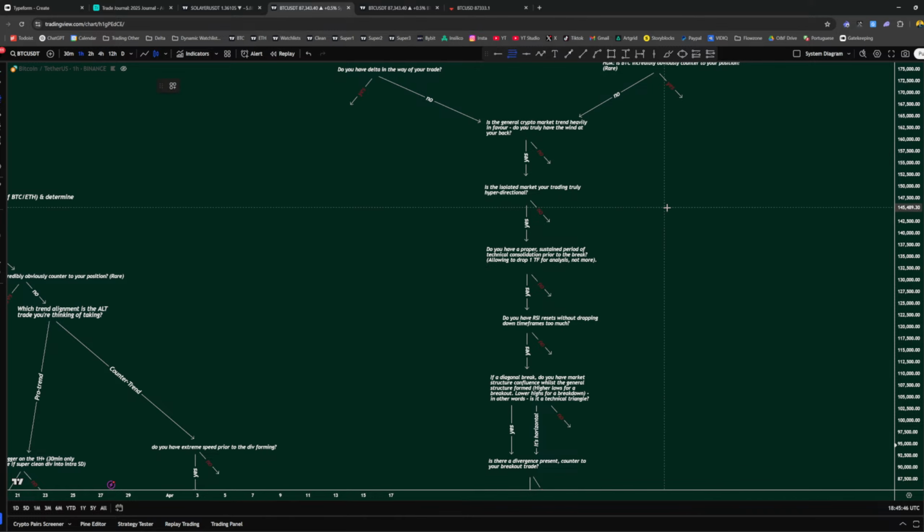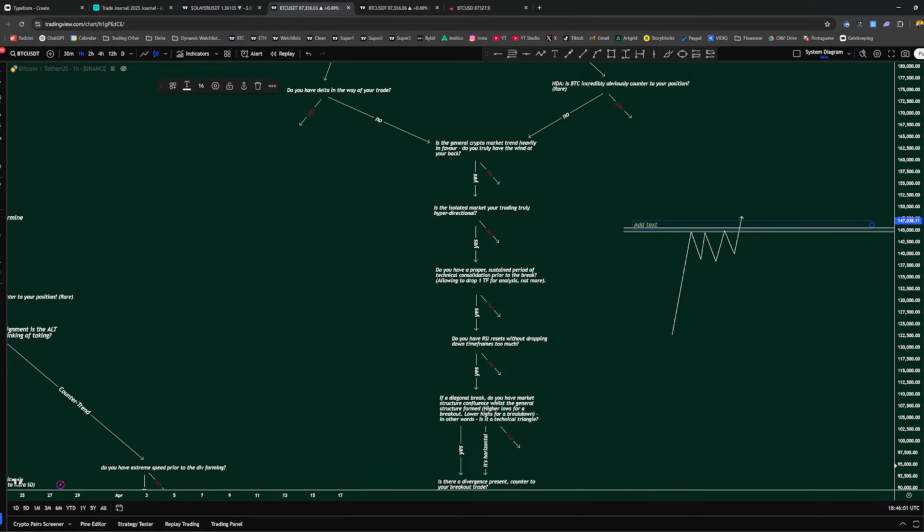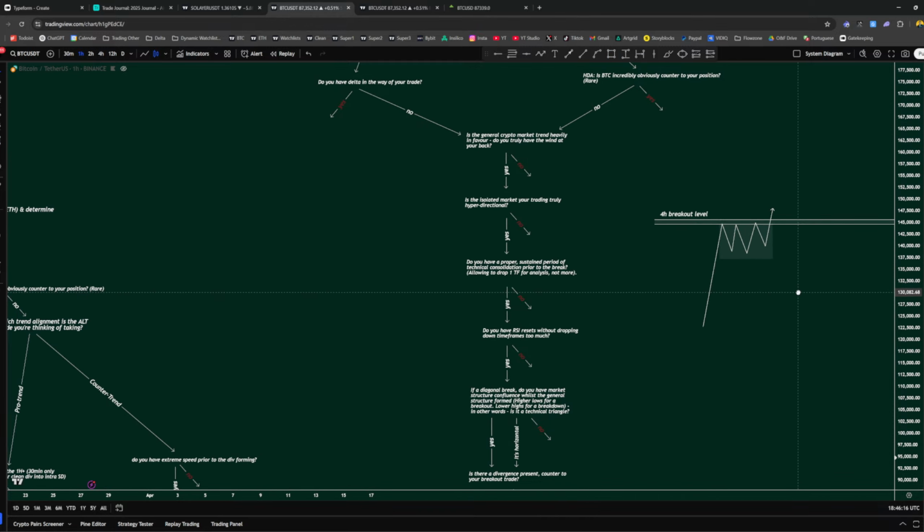Now, I should have kept the last doodle I drew up, but let's say, okay, I'll paint an example here to see what I mean. Let's say this level is a 4-hour breakout level, okay? Then I'm happy to drop down to the 2-hour to see this consolidation, okay? Not the 5-minute, not the 10-minute, not the 15-minute, the 2-hour, okay?